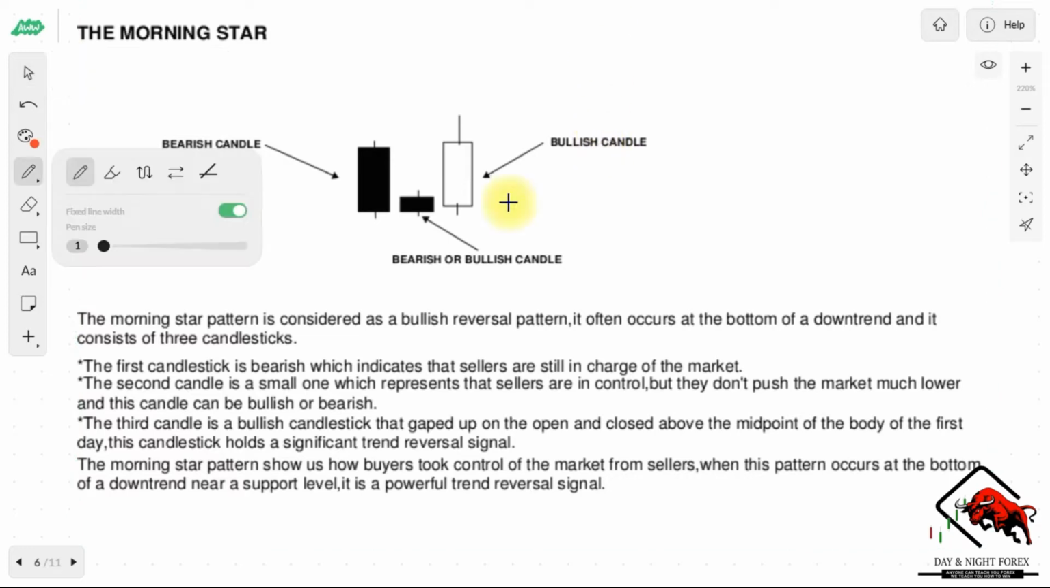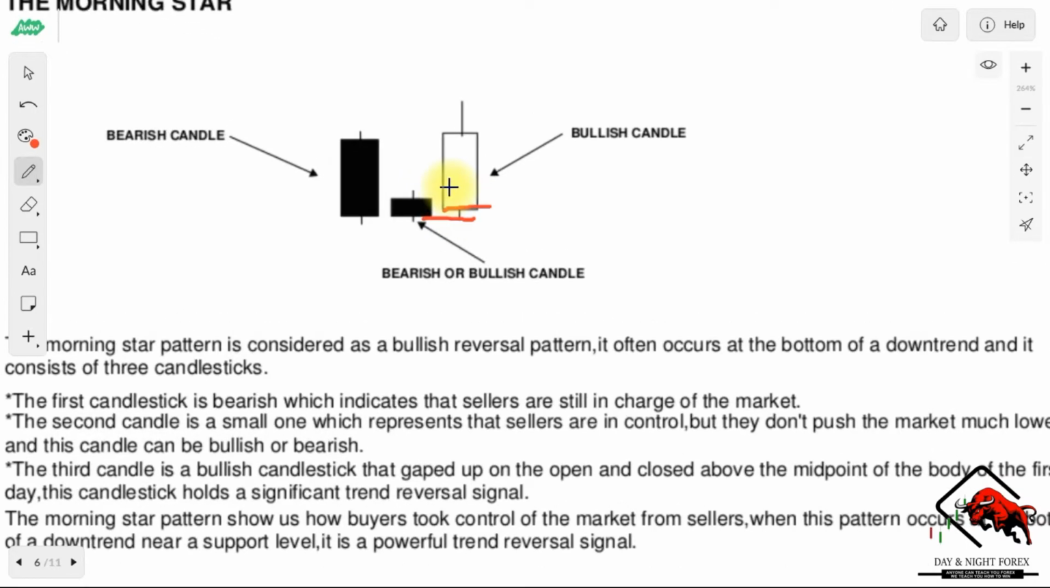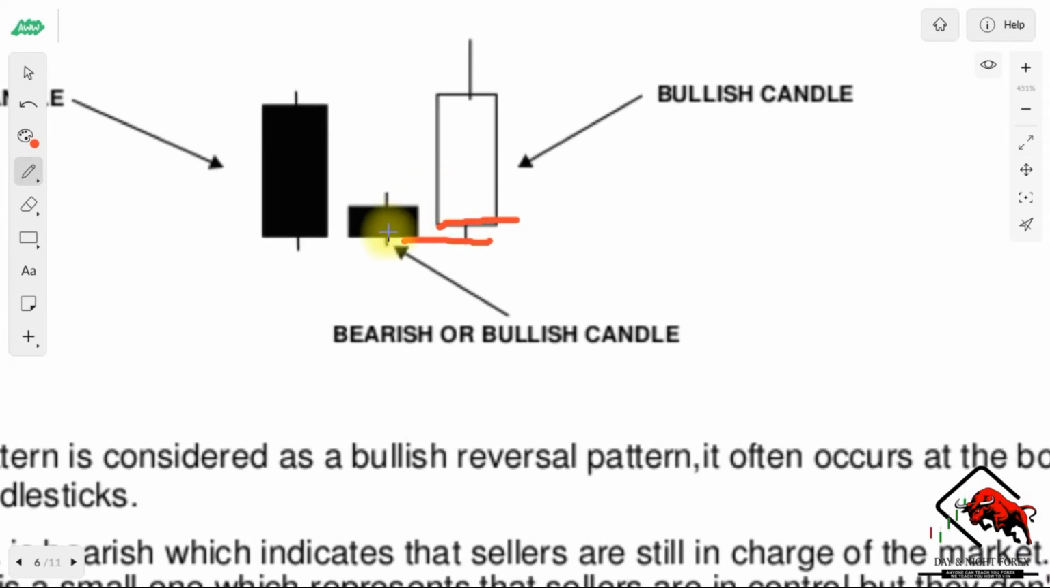When this pattern occurs at the bottom of the downtrend near a support level, it is a powerful trend reversal signal. What we're trying to say is that when this candle opens, there should be a bit of a gap. As you can see, this one closed a little bit lower than where this candlestick opened. If I zoom in for you right here, you can see there is a bit of a gap from where this candlestick opened compared to where the last candle closed. With this one, it closed exactly here, and that's where it opened. But here there's a bit of a gap, so we need to look at that gap for it to be a valid morning star and more powerful. The bigger the gap, the more powerful it is.